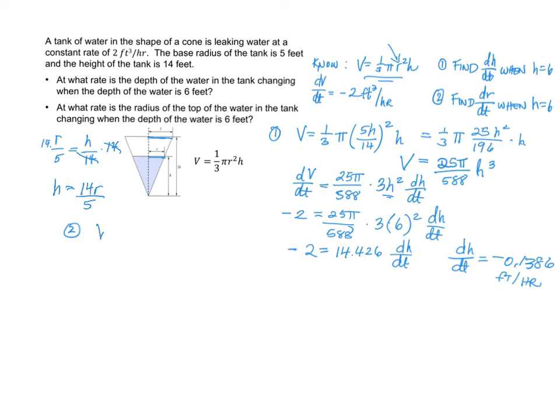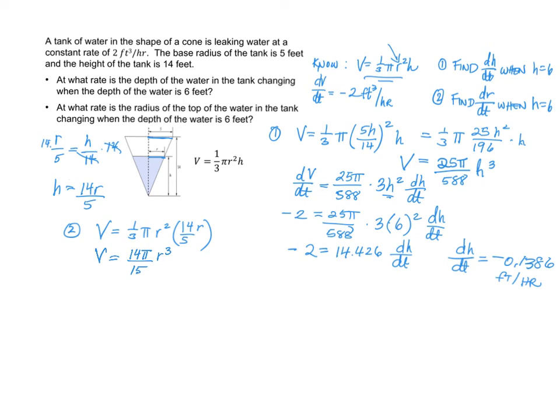And then I'm going to plug that in for h into our volume equation. 1/3 pi r squared times 14 over 5r. Simplifying that, we get volume equals 14 pi over 15, 3 times 5 is 15, r cubed. All right, so from there, we can take the derivative, okay?